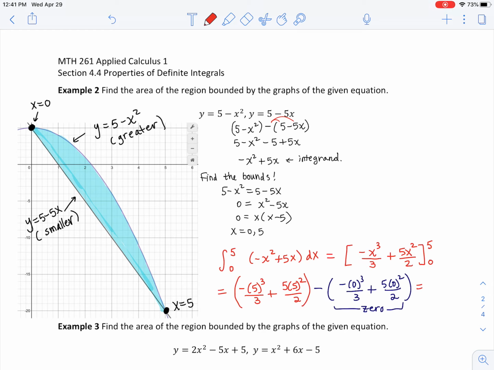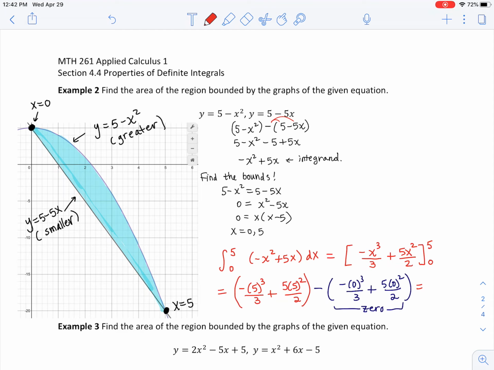Well, let's go ahead and type this in. Negative 5 cubed over 3, plus 5 times 5 squared over 2. I think I typed everything in correctly and I hit enter. Oh, it came out to be a positive answer. So maybe I wasn't right. Maybe my eyes tricked me.